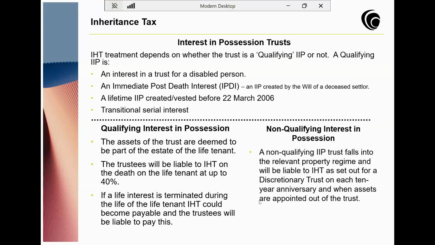So if it's a non-qualifying interest in possession trust, the assets fall into the relevant property regime, and then they will be taxed as the discretionary trusts were, on the 10-year anniversaries and on the assets passing out of the settlement.